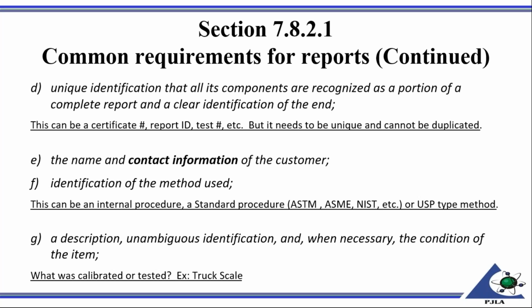F, identification of the method used. Now this can be anything from an internal procedure, a standard procedure like an ASTM, ASME, NIST, ISO. One of the common ones, if you're doing scales or weights, is the NIST Handbook 44. But again, that's the outside organization. They'll have their own method or procedure in place that you're utilizing, or a USP type method. I believe the USPs are for governmental or military, that is going to be more based around your client and whatnot.